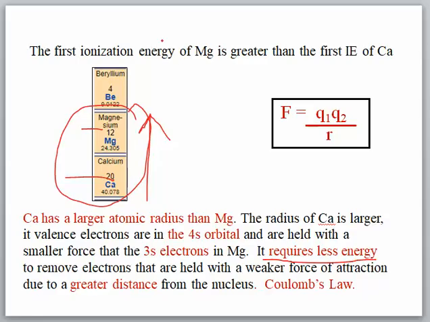In the end, you have to talk about energy. If they're asking you about ionization energy, you need to make sure you're clear that it takes more or less energy to remove that electron. And your Coulomb's law argument will support that.